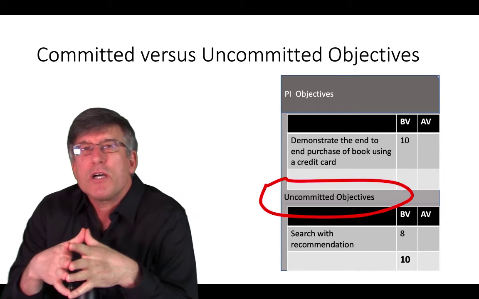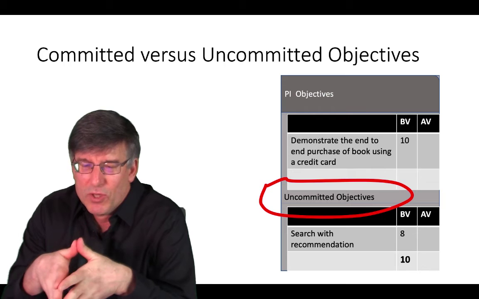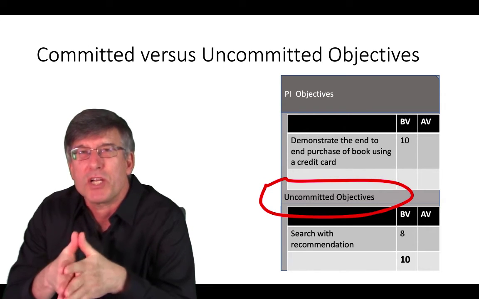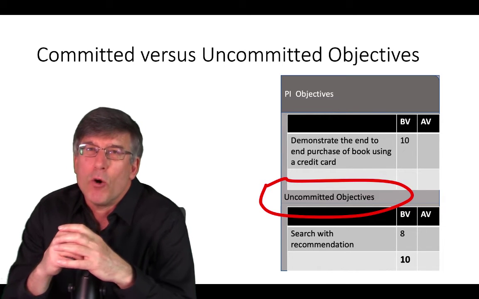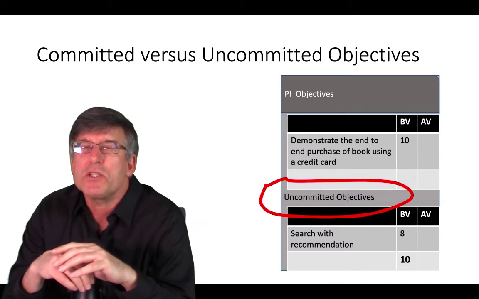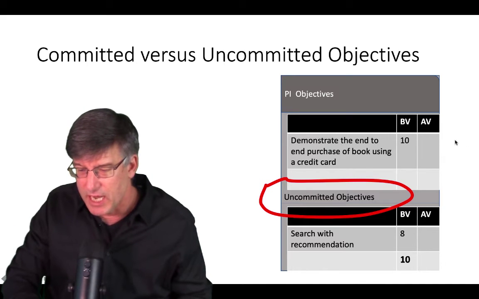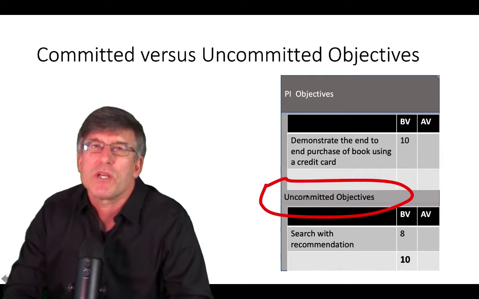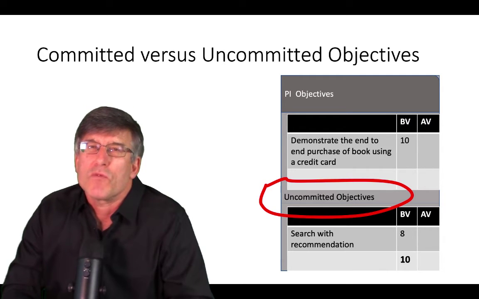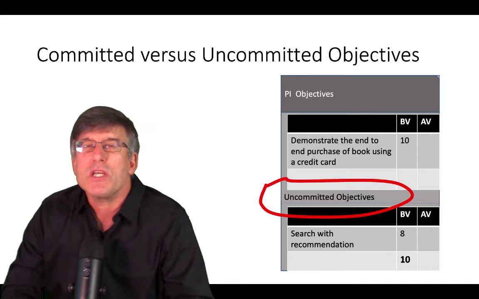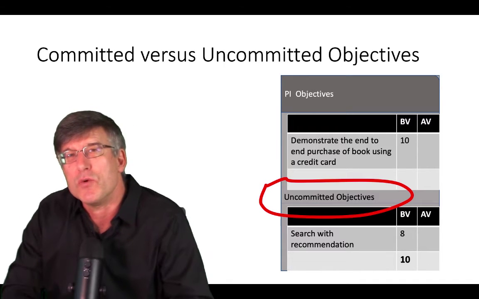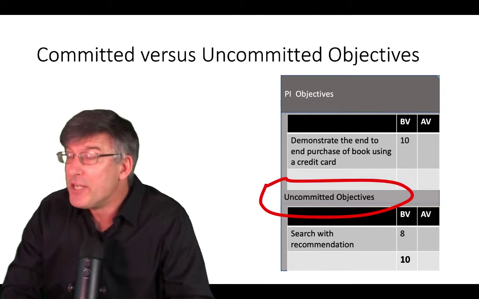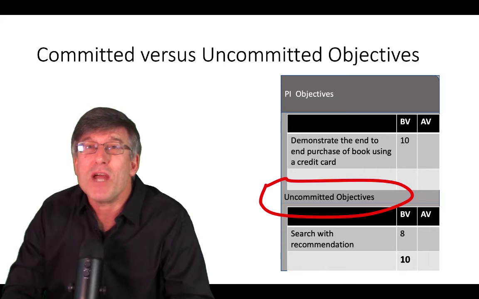Now, something that causes a lot of confusion for people is the difference between committed and uncommitted objectives. In SAFe 5.0, they changed the name of these so-called stretch objectives to uncommitted objectives. The term stretch objective meant to a lot of people that these were the objectives that we were going to do if we had time. And the problem was that is absolutely not what it meant. But the term stretch is always that.